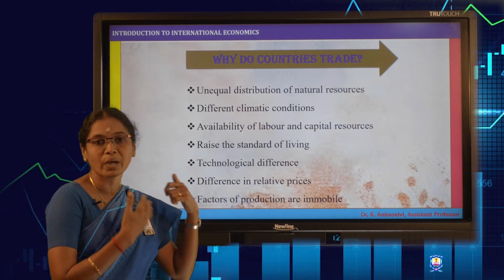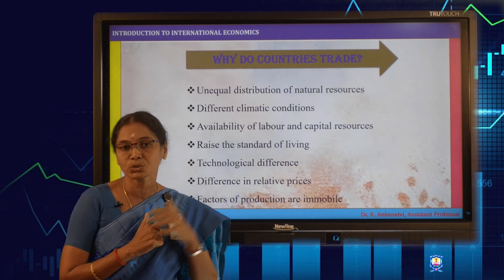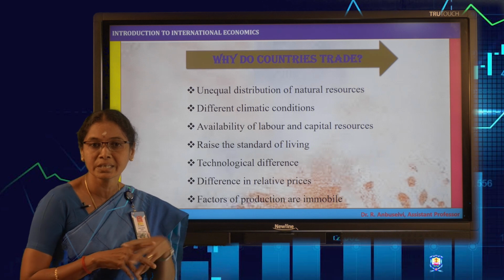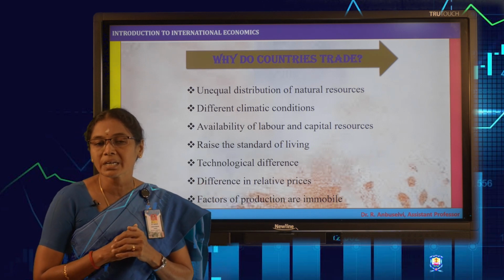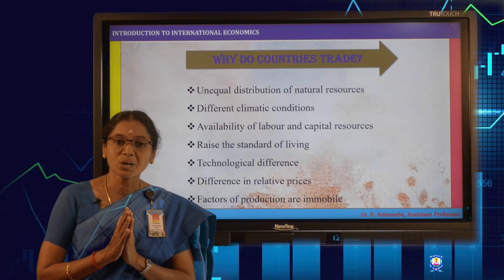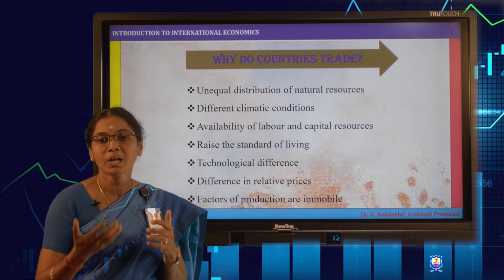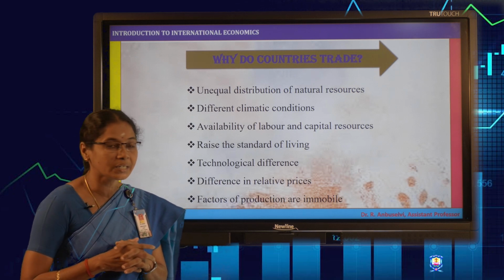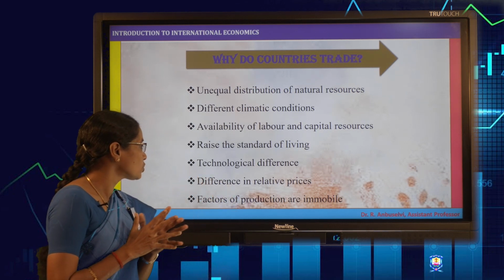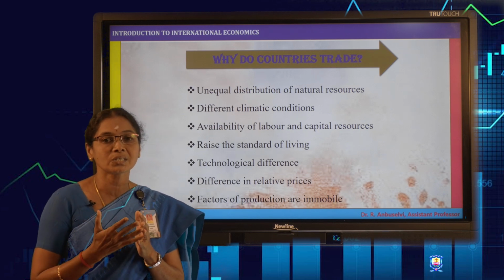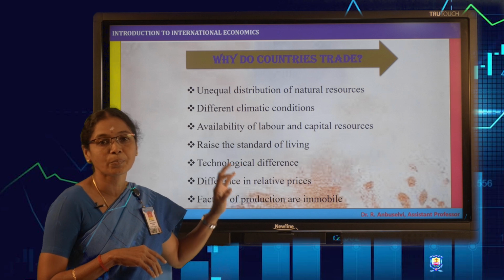What are the reasons why they depend on others? The most important reason is the unequal distribution of natural resources. Another one is climatic changes, then the availability of labor and capital, as well as the desire of people to raise their standard of living. So, they want to move from their country to other advanced countries. Then the next one is technological differences, and the next most important things are price changes and immobility of factors of production.